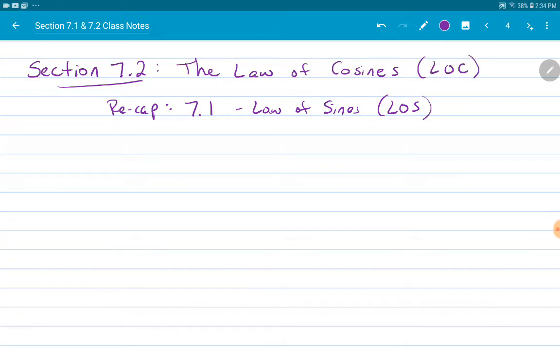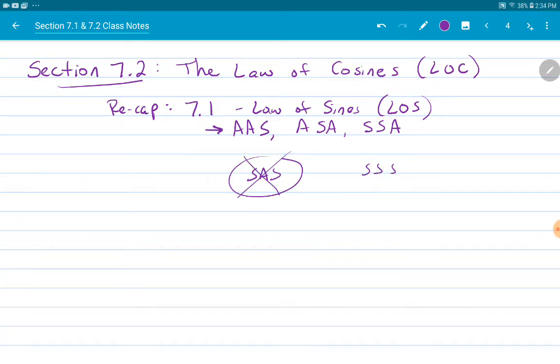With law of sines, we were able to solve triangles that were angle, side, angle, or side, angle, side. But we were not able to solve SAS triangles, and we were not able to do SSS triangles. So that's what we're going to do today.